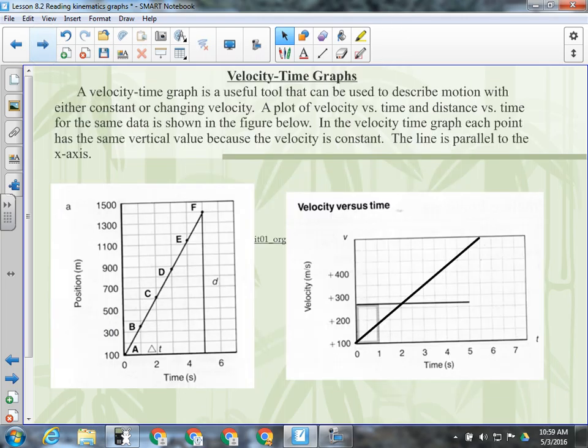Now, velocity versus time graphs. So what does the velocity versus time graph show us? Exactly what it says. It shows the object's velocity over the course of time. Okay? So you could have a velocity versus time graph and a position versus time graph side by side of the same object, and they're going to look different, even though it's the same motion being graphed, because they're looking at it from two different perspectives.